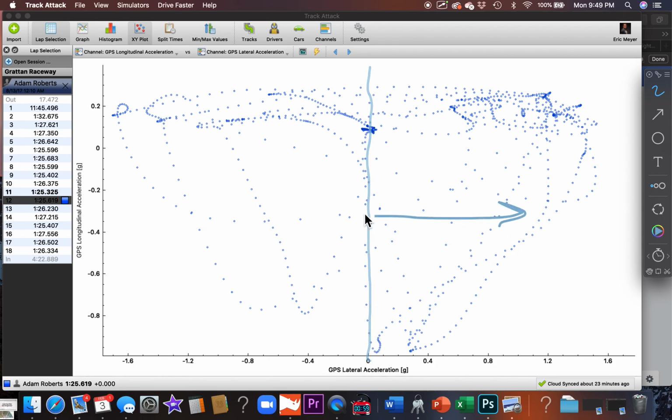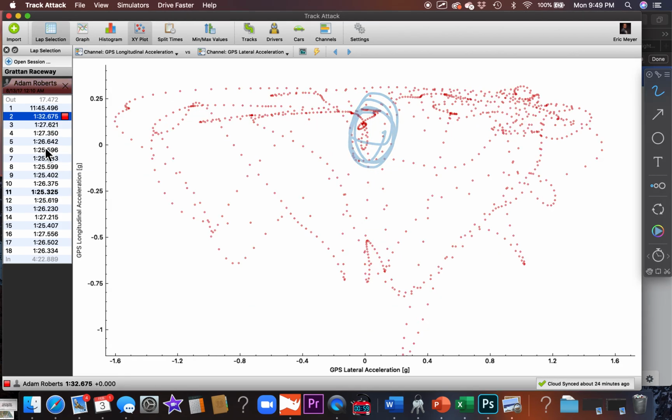This is when we're turning the wheel. This is when we're driving straight down the straightaway. This little thing right here is where we're on the gas. I'm going to highlight a whole bunch of these to make it really easy to see. Whole bunch of laps. Ready?